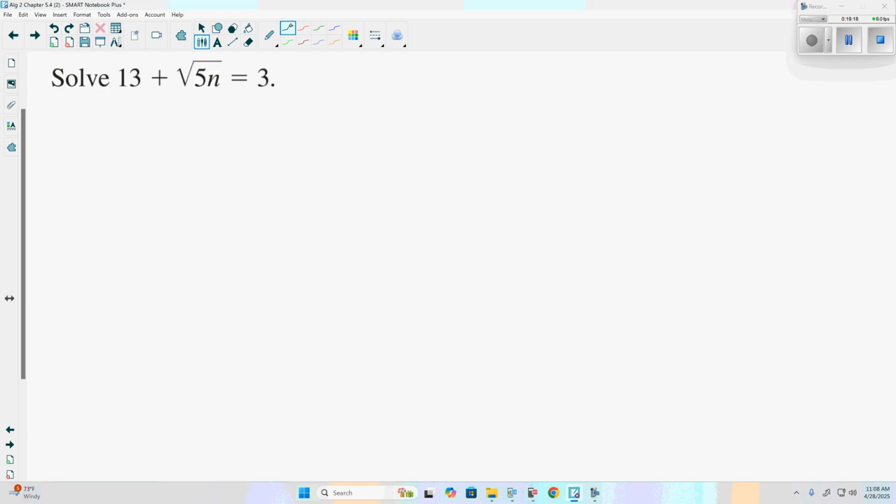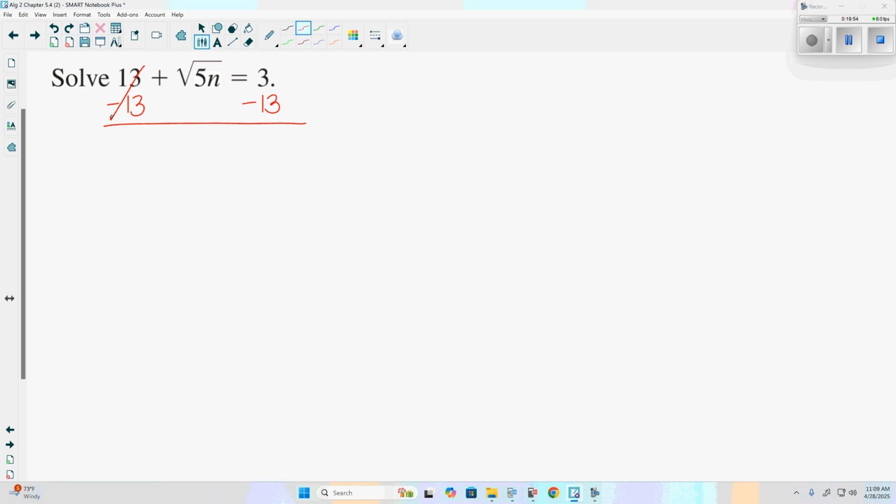Solve 13 plus the square root of 5n equals 3. So we have this equation here. Do we have one radical? Is it by itself? No. So just like the previous ones, we still just have one radical, but it is not by itself. So the first thing we have to do before we start solving is to get that radical by itself. We can subtract 13 from both sides.